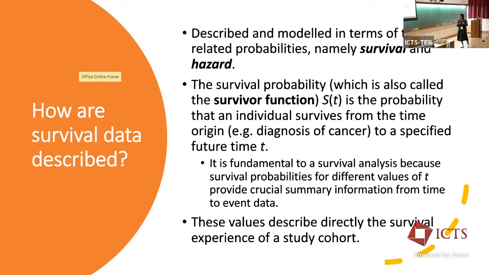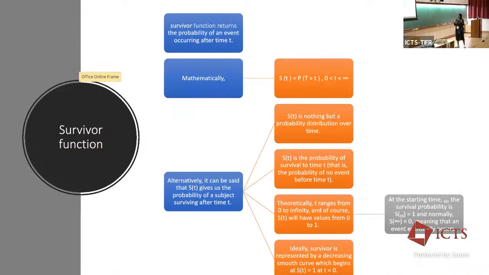Now, these values directly describe the survival experience of a study cohort, that is the survivor function, and the hazard also, both of them. They are like two sides of the same coin. Now, the survival function, we look at that first, and mostly they describe it using a model called the Kaplan-Meier model. So the survival function returns the probability of an event occurring after a time T. Mathematically, the event could be death, but when we say survival function, we actually want to know that up till that time the person survived.